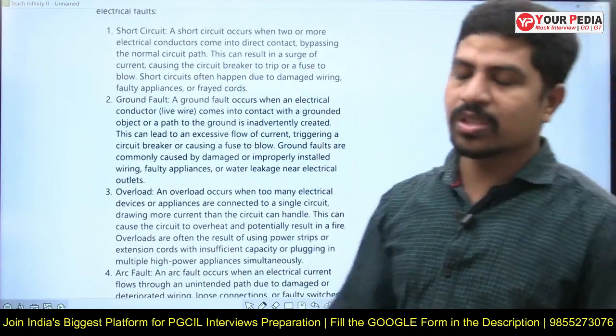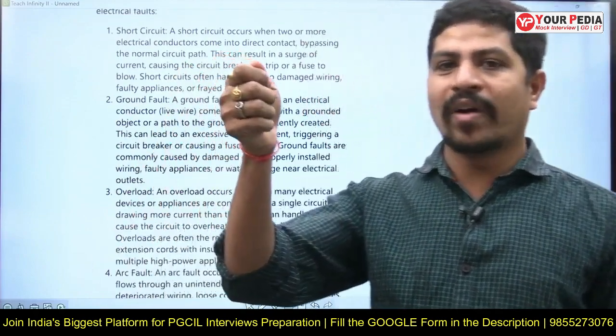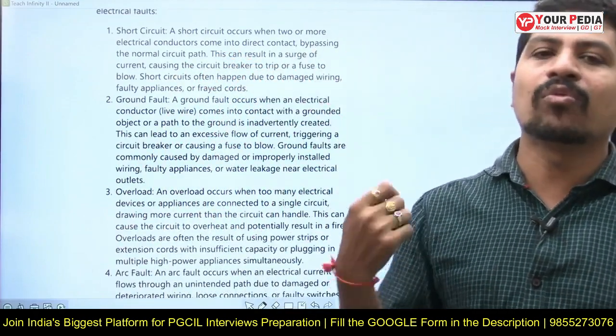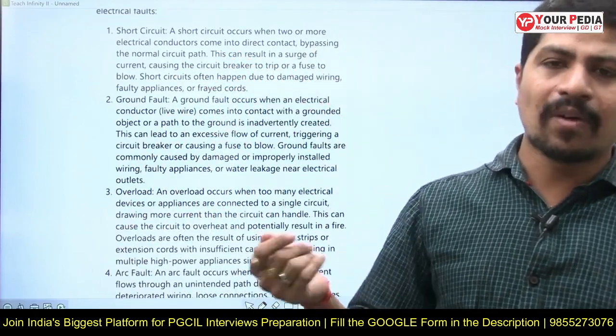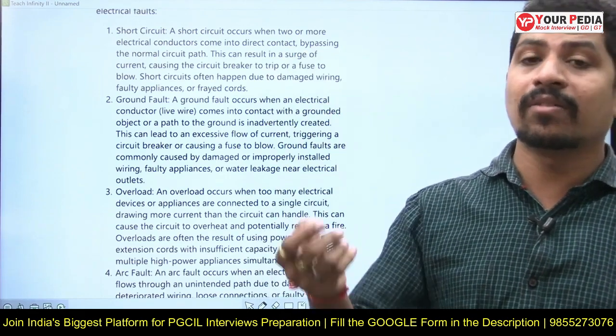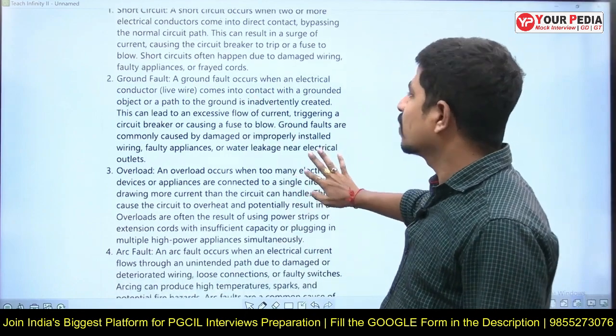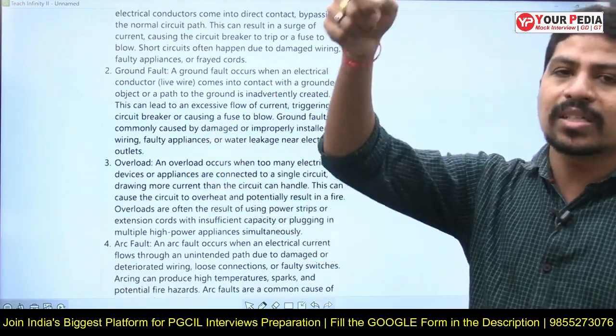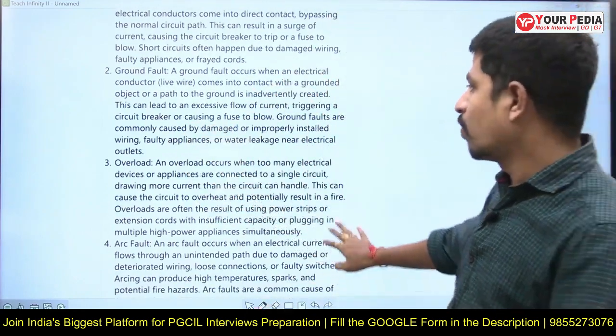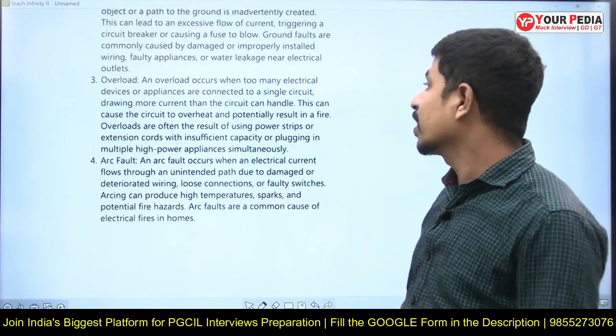Short circuit fault. Suppose you are holding a wire and standing on the ground without wearing any footwear, or even if you are wearing footwear that does not have resistance, then definitely a short circuit fault will occur. Ground fault. One of the wires is touching the wall, or it is directly connected to ground. It's a ground fault. Overload. Overload also can create a fault.